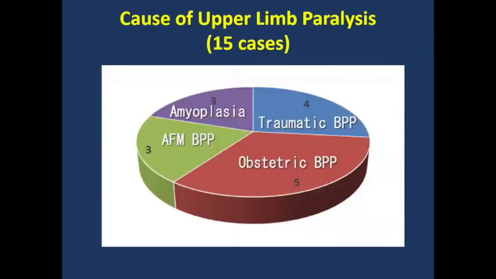Among 15 upper limb paralysis cases, 4 were due to traumatic BPP, 5 obstetric, 3 acute flaccid myelitis, and 3 amyoplasia of arthrogryposis multiplex.